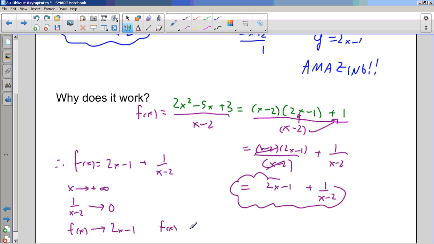f at x behaves like y equals 2x minus 1 for x going to positive infinity, or negative infinity, by the way. It works both ways. So that's why it works. All right. I'm going to pick up the one example that we've got left and the conclusions from this little talk in part 2.